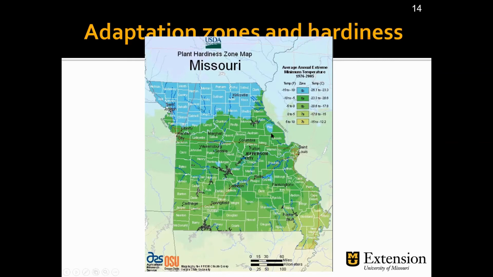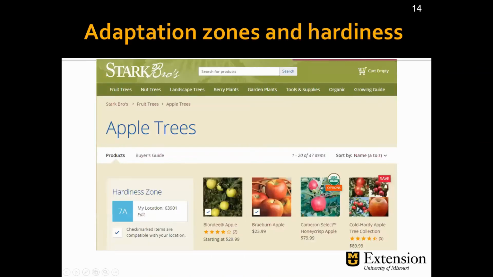So how do you know which varieties are adapted to the hardiness zone? For example, I'm in Southeast Missouri, and the zone in my location is 7. And this is just a nursery, and this is just for demonstration purposes.